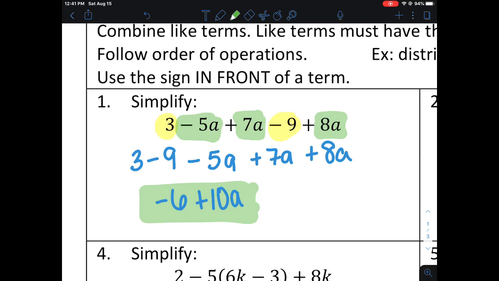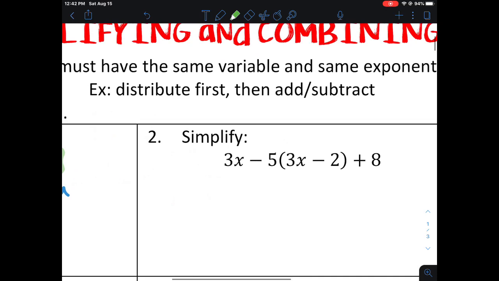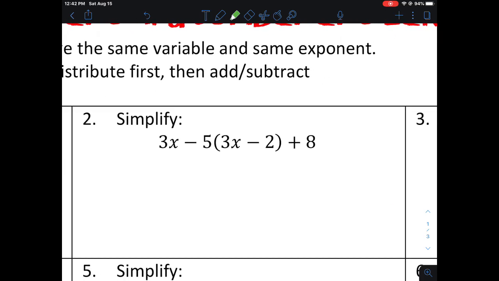They don't have the same variable. All right, let's go on to number 2, simplify. We've got some distributing to do. We've got this negative 5 that we're going to distribute to this 3x and to this negative 2. So I'll rewrite everything and distribute.